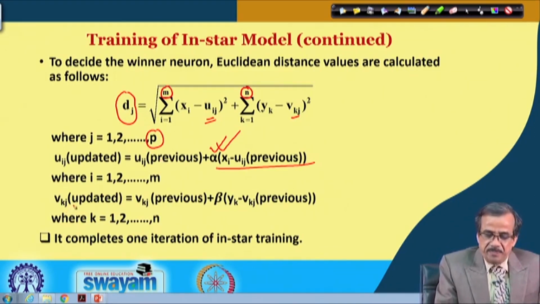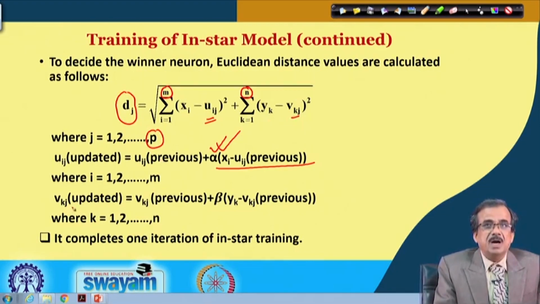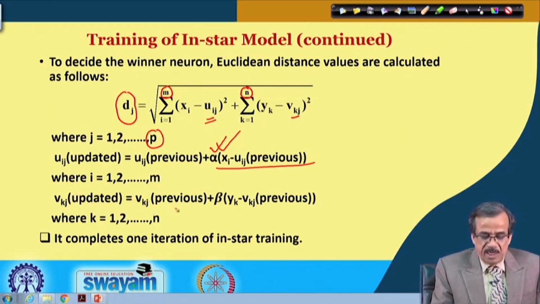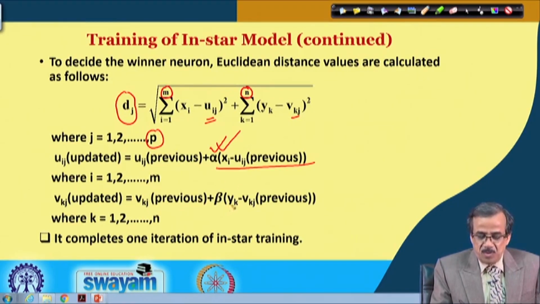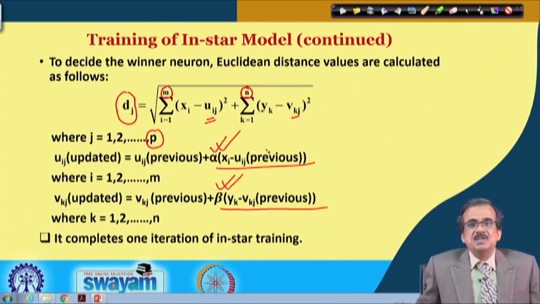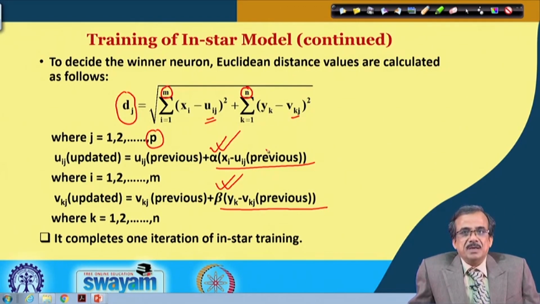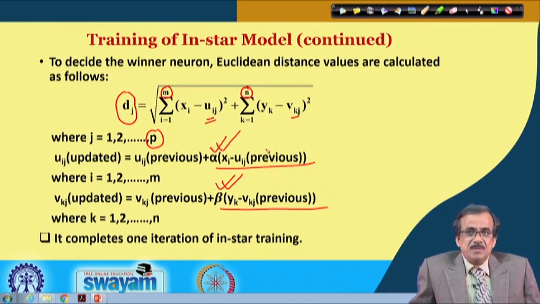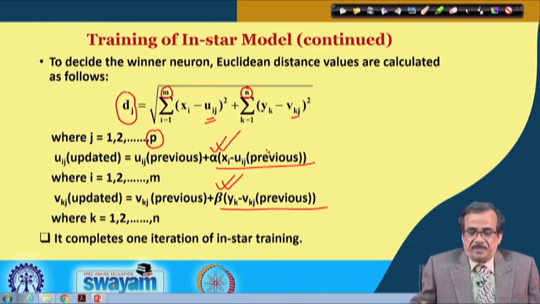Now, v k j, how to update this particular connecting weight? So, v k j updated is nothing but v k j previous plus beta into y k minus v k j previous. Now, this particular beta is once again the learning rate. Now, once that process is over, we are in a position to declare who could be the winner lying on the hidden layer, and that actually completes one iteration of INSTAR training.